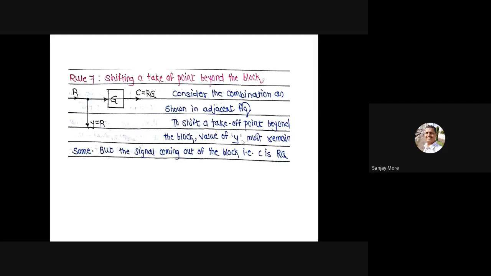Same block diagram. R summing point, Y is equal to R into G, connected in series. Therefore, C, the output, is equal to R into G. Then to shift a takeoff point beyond the block, the value of Y must remain the same, but the signal coming out of the block, that is C, is equal to RG.